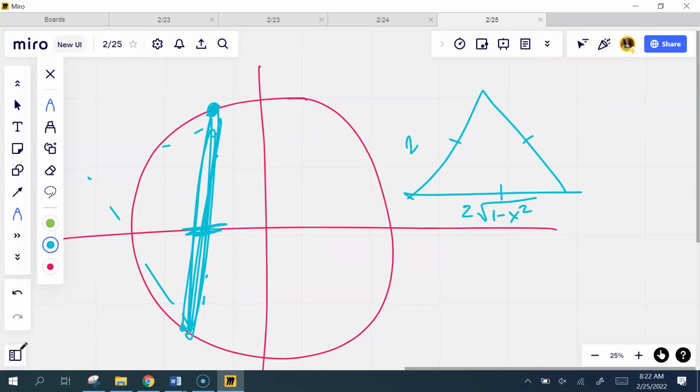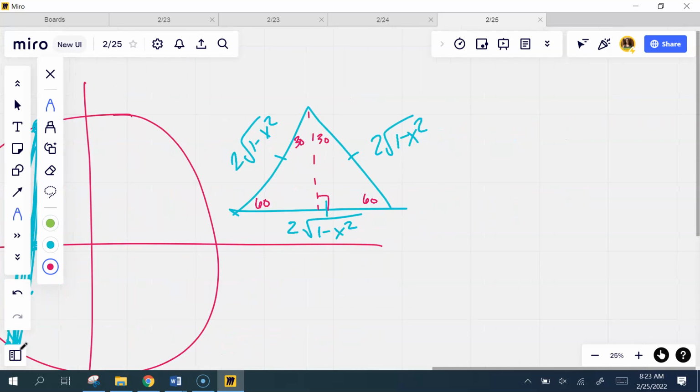How do I find the area of a triangle? 1/2 base times height. I have the base, I'm missing the height, you agree. That's what I need. How am I going to find it? This is a 30, 60, 90 triangle. And y'all, I would make sure you memorize these special rights because they do show up a lot.